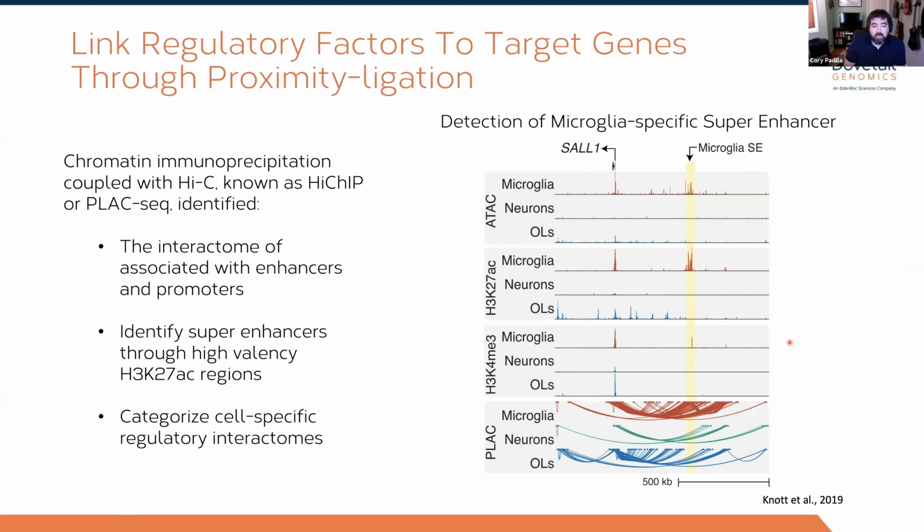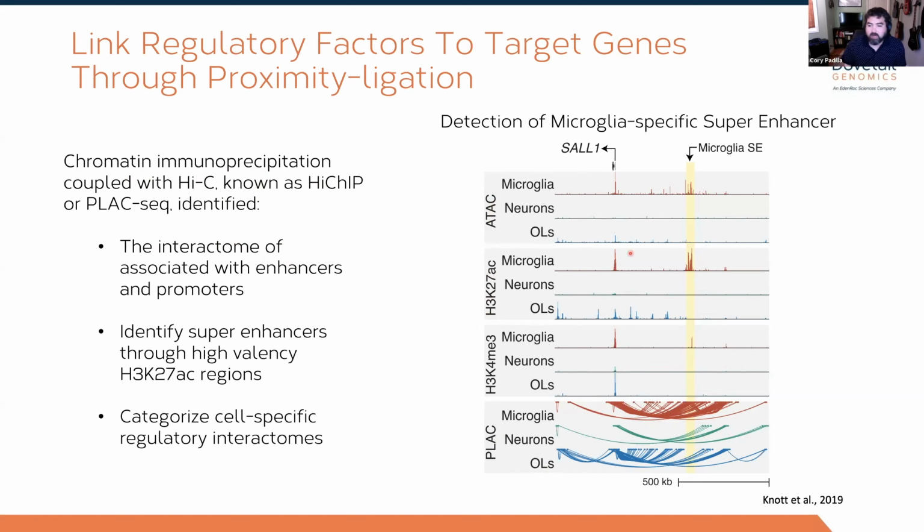So they applied this chromatin immunoprecipitation data type with Hi-C, known as HiChIP or PLAC-seq, to build up this interactome view that's associated with enhancers and promoters. So here's the ATAC-seq signal, here's your enhancer signal, here's your promoter signal, and then here is the interactome data where we can start using that three-dimensional linkage to say what regions of the genome are actually interacting with each other.